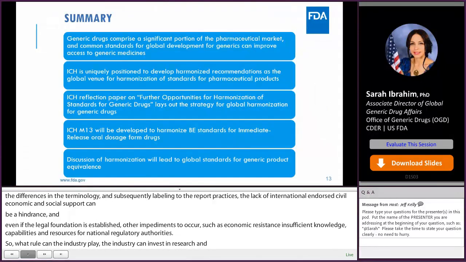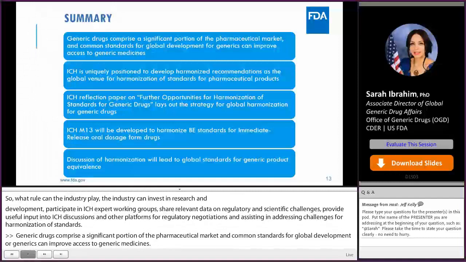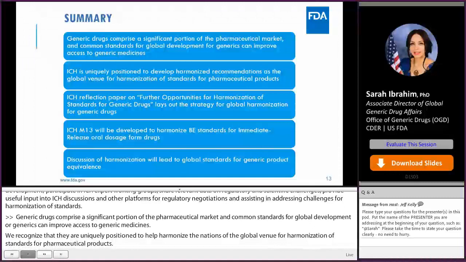Generic drugs comprise a significant portion of the pharmaceutical market, and common standards for global development for generics can improve access to generic medicines. OGD recognizes that ICH is uniquely positioned to develop harmonized recommendations as the global venue for harmonization of standards for pharmaceutical products. The ICH reflection paper on further opportunities for harmonization of standards for generic drugs lays out the strategy for global harmonization for generic drugs, and OGD will continue discussions of harmonization to lead in global standards for generic drug equivalence.